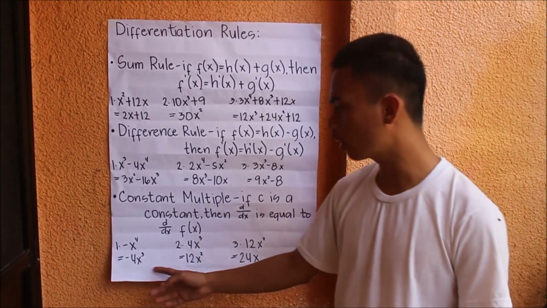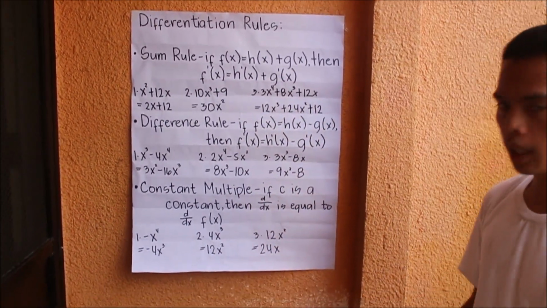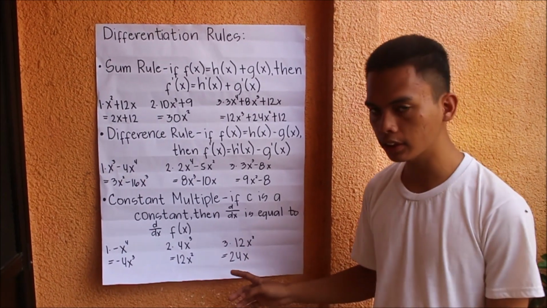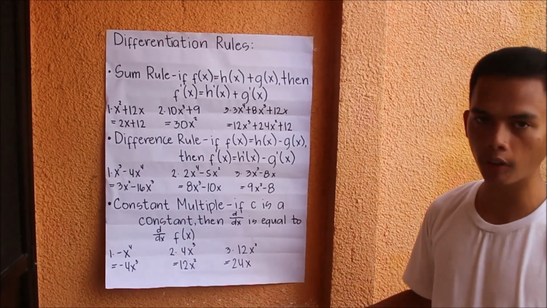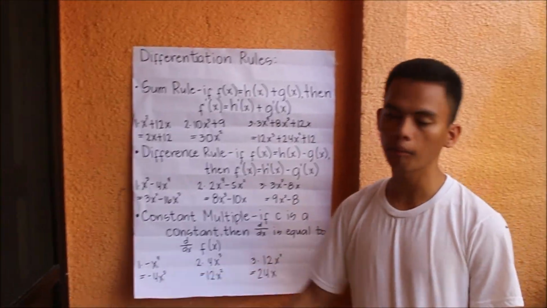The same as the procedure of number 1. Then number 3, 12x squared is equal to 24x. The same as number 1.